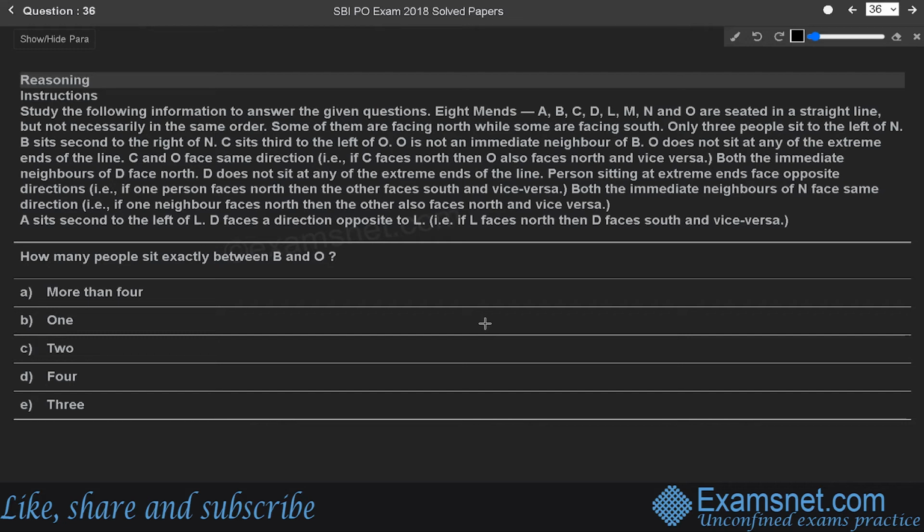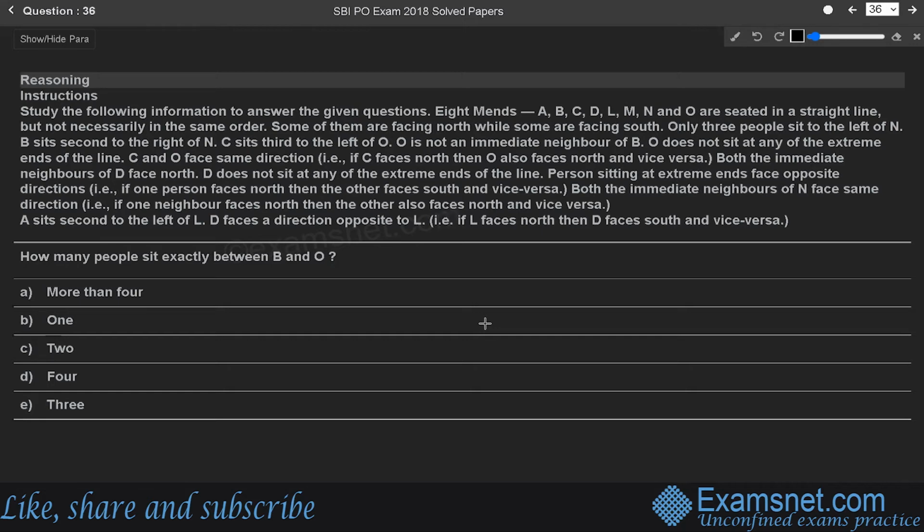Both the immediate neighbors of D face north. D does not sit at any of the extreme ends of the line. Persons sitting at extreme ends face opposite directions, that is if one person faces north, then the other person faces south and vice versa. Both the immediate neighbors of N face the same direction, that is if one neighbor faces north, then the other also faces north and vice versa. A sits second to the left of L, D faces a direction opposite to L, that is if L faces north, then D faces south and vice versa. Here the part of the question is how many people sit exactly between B and O.